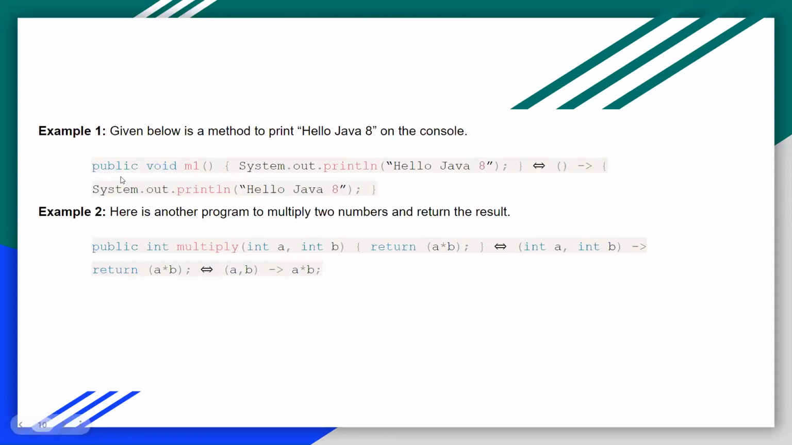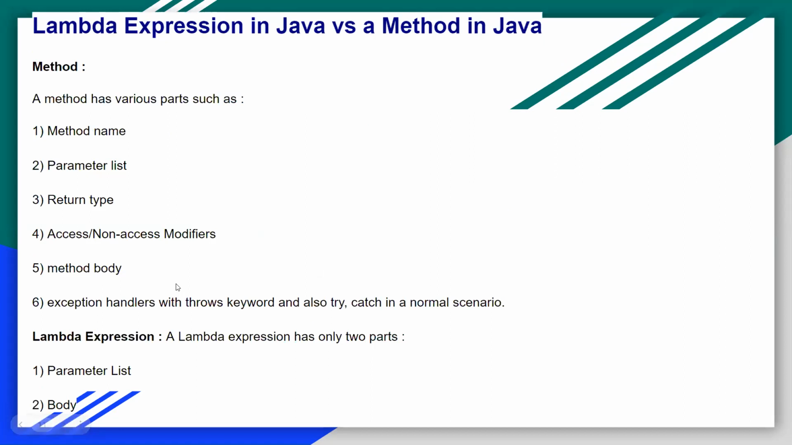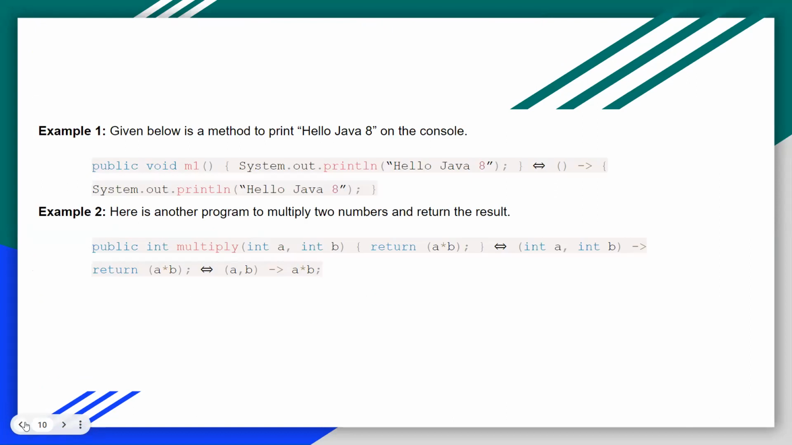Like here, this access specifier is there, return type is there, method name is there, then body is there, and also there may be some throws keyword, and also the try catch block can be there inside the body. But for the lambda expression case, there is only the parameter list and the body. So here only the parameter list, and here the body.